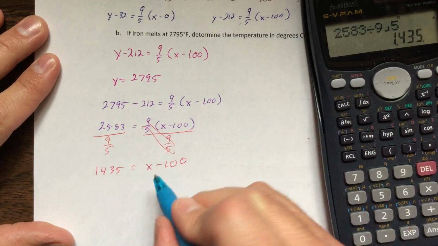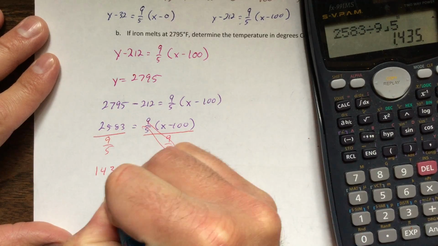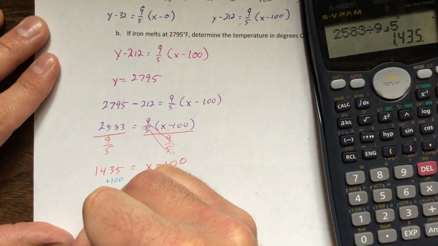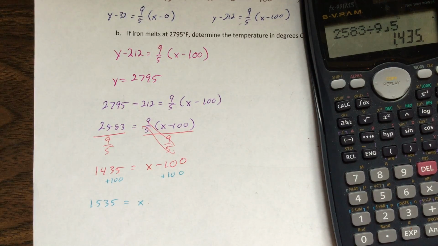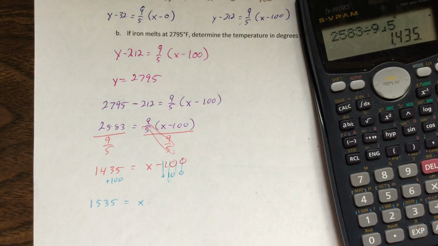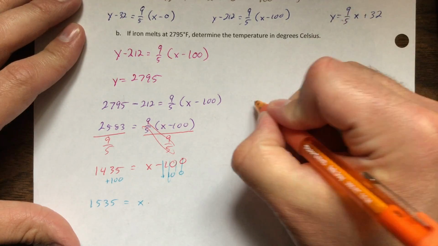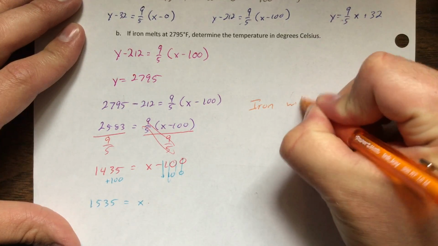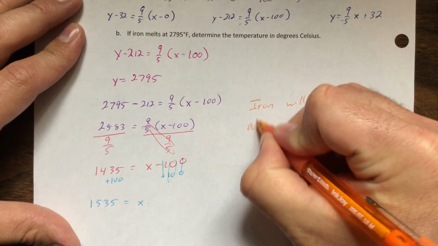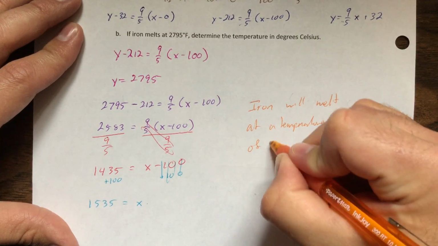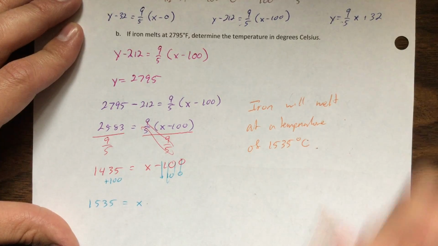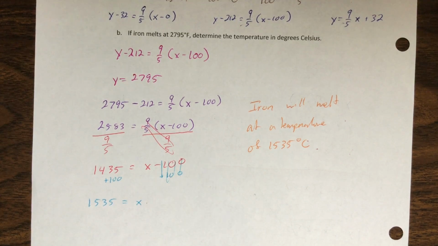All right, final step, get x by itself. We need to add 100 to both sides. So 1535 is equal to x. That was very quick. That cancels out, and we get that right there. So we can say that iron will melt at a temperature of 1,535 degrees Celsius. And that's how we can solve it using the equation that we're given, or that we found.